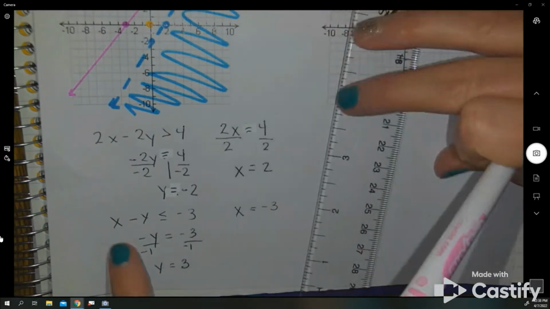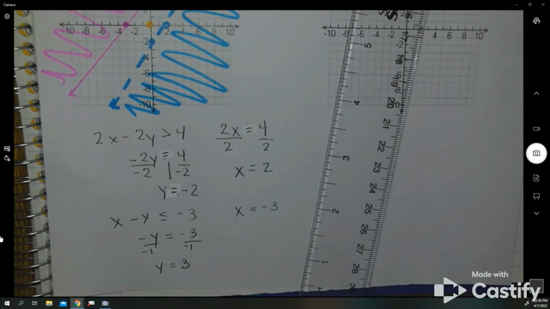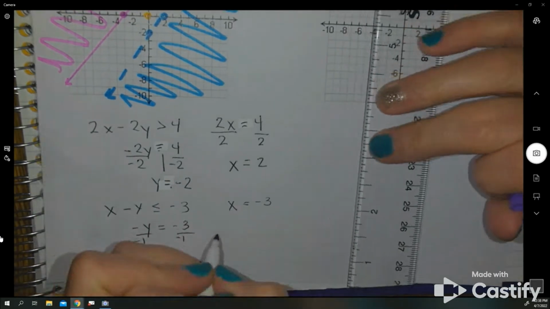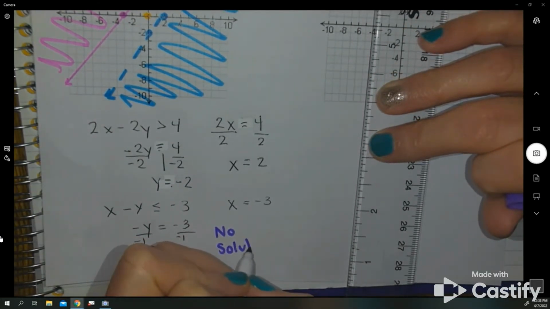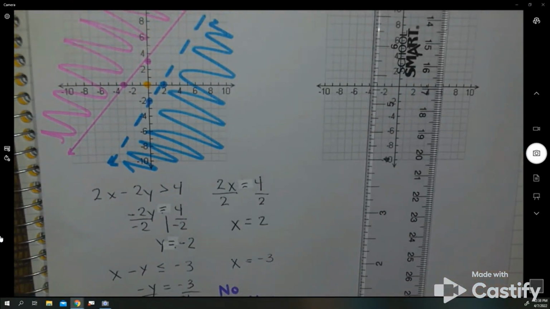And we're going to test 0, 0. 0 minus 0 is less than or equal to -3. Not true, so I have to shade away. So this one would be no solution because there's no place where these two lines overlap. All the space in between them is blank, so there's no space for those to overlap.